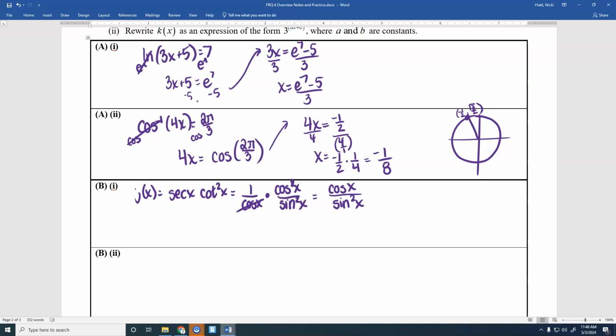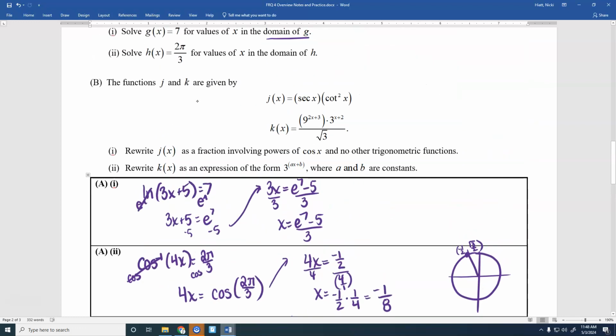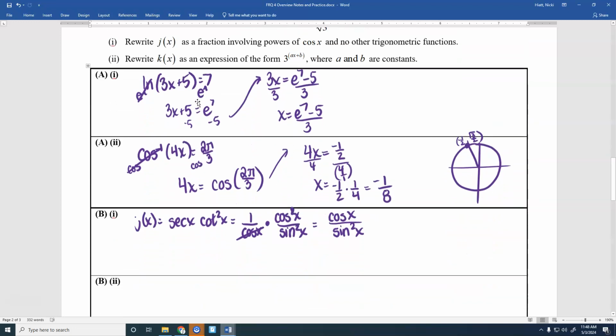And the question asked me to leave everything as a cosine. So what does my last step need to be here? 1 minus cosine squared x in that bottom. So cosine x over 1 minus cosine squared x. And the directions say you'll have a fraction, we do, that's good, involving powers of cosine. So I've got a power here, not on top, and no other trig function. So what we have meets their requirements, so we'd be done.